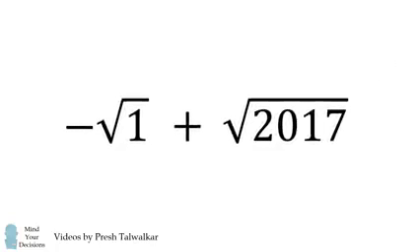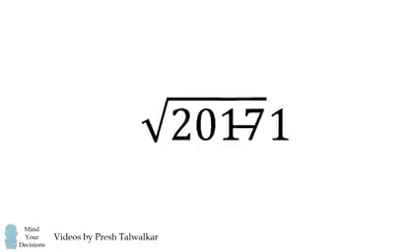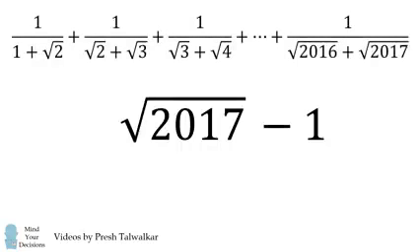And so, we simplify once more. Negative square root of 1 will be equal to negative 1, and then we flip the terms. And that's our answer. This series simplifies to be equal to the square root of 2017 minus 1.